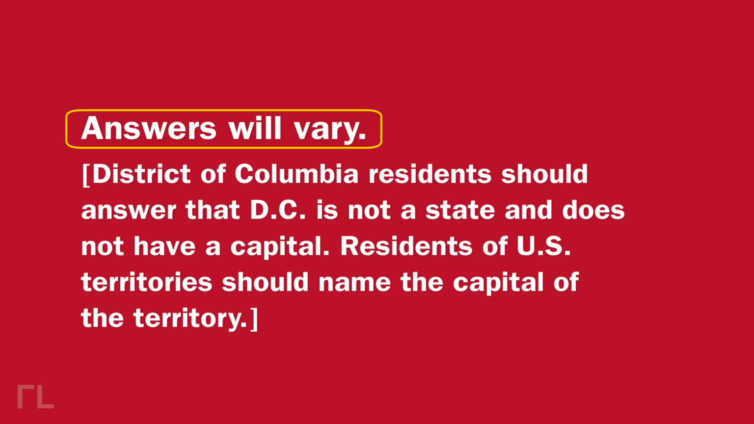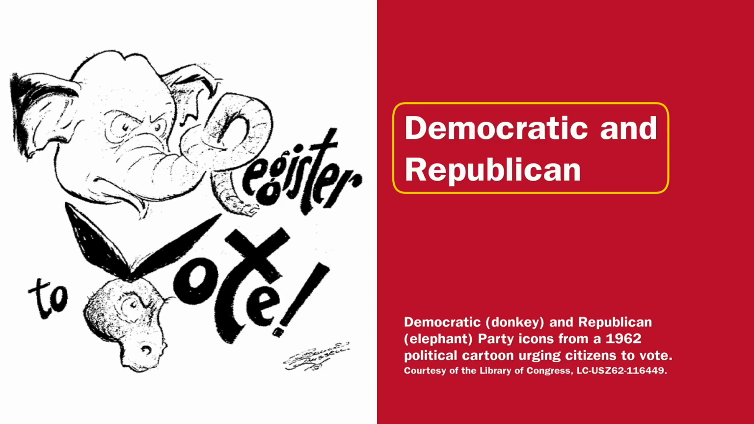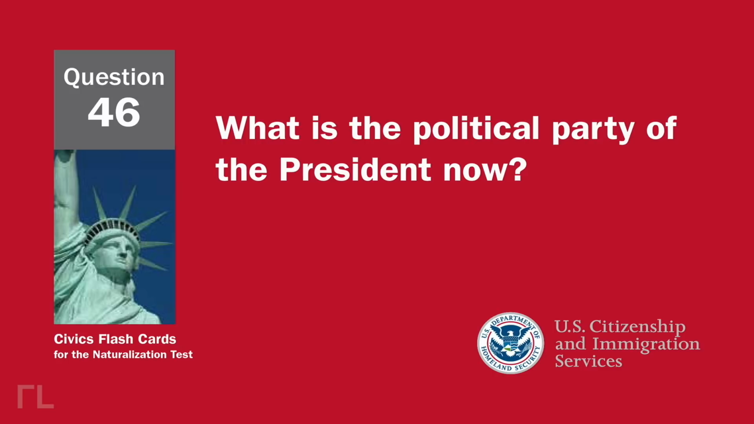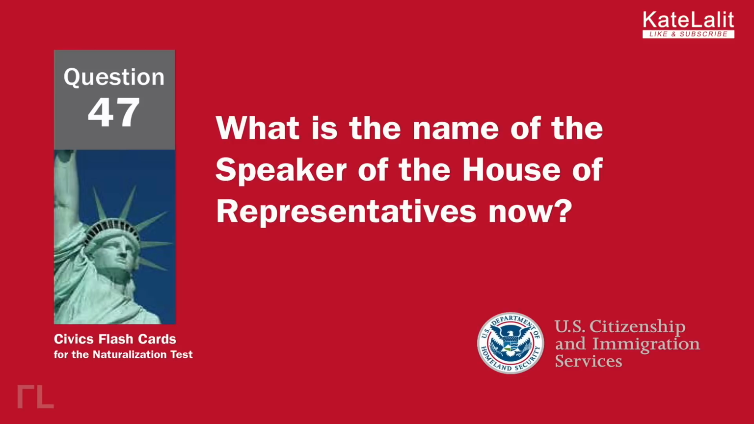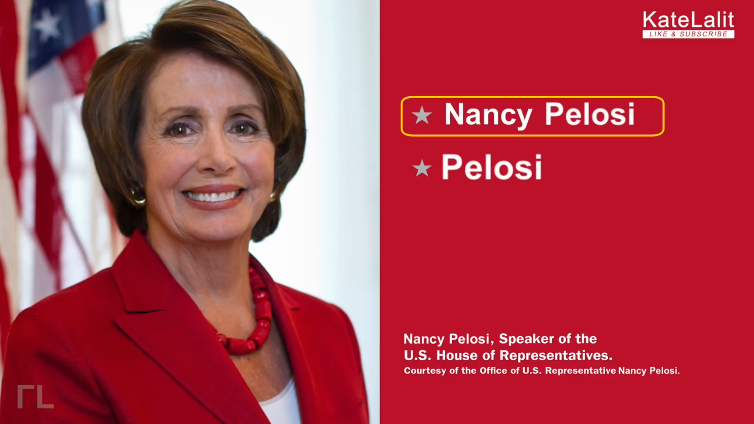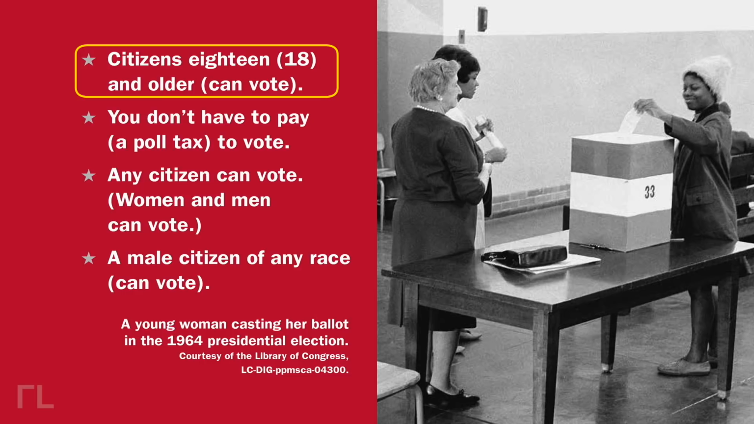What are the two major political parties in the United States? Democratic and Republican. What is the political party of the president now? Democratic Party. What is the name of the Speaker of the House of Representatives now? Nancy Pelosi. There are four amendments to the Constitution about who can vote. Describe one of them. Citizens 18 and older can vote.